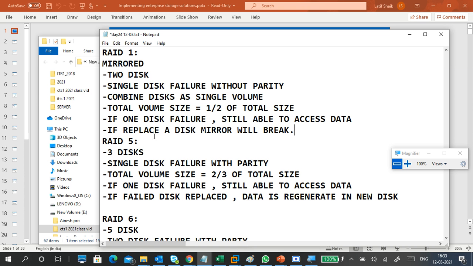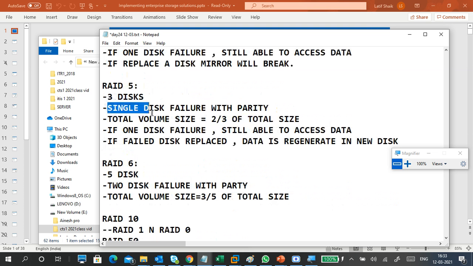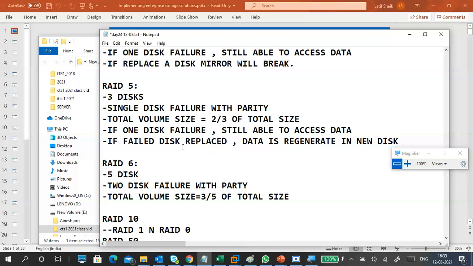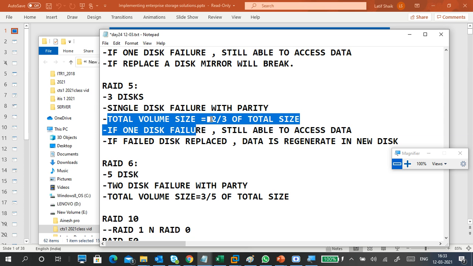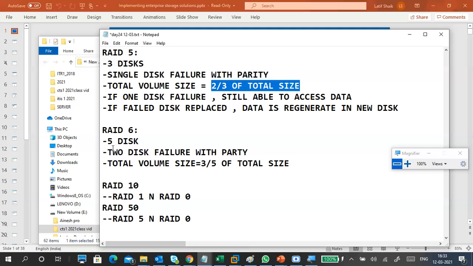So that's it. In RAID 5 we are using 3 disks. It is also a single disk failure but with parity. So the mirror is without parity, here there is parity. Because of the parity, it regenerates the data. If you replace the disk, data is regenerated into the new disk. If one disk fails, we can still access data like a mirror. And the accessible size is 2 by 3rd of the total size of the disks.